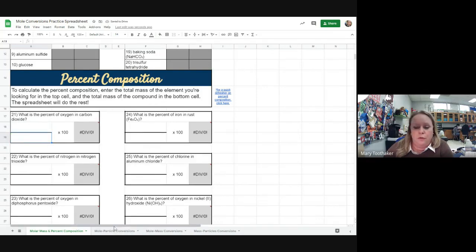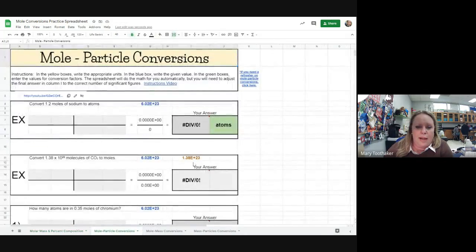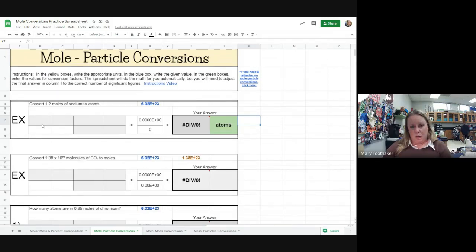All right, flip over then to the mole particle tab. Again, there's an instructions video on how to work in this spreadsheet, and then of course how to calculate mole particles over there. And you do the same thing we've been doing. You just set up your dimensional analysis box. All you have to do is plug in the values where you think they go. If you put something in the wrong place, it'll turn the cell red. What goes in this box that's highlighted right now?